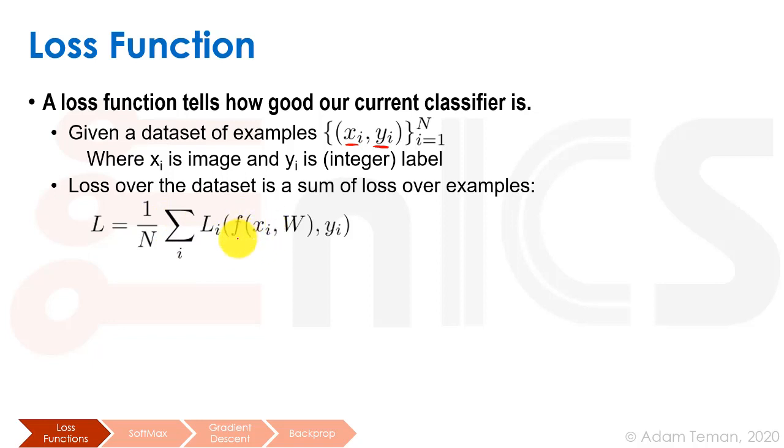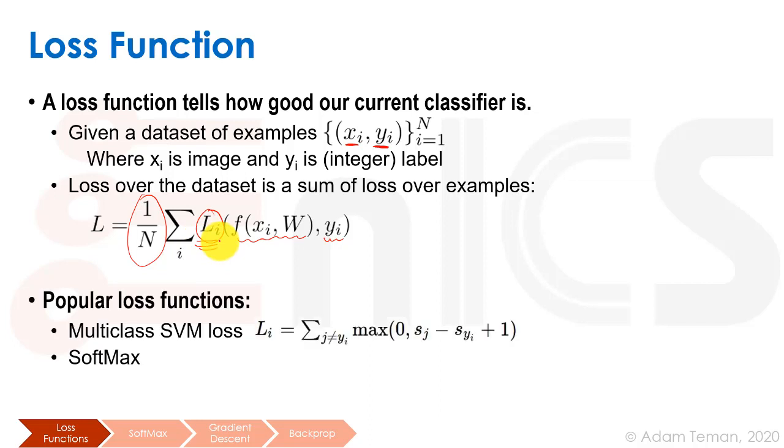So we're going to take the output of our function. We're going to look at the expected label. We're going to calculate some sort of function over that. We're going to do it for all the examples, and we're going to take the average of all of them. That's basically the definition of loss. But there are many different functions that we could use here for this Li here.